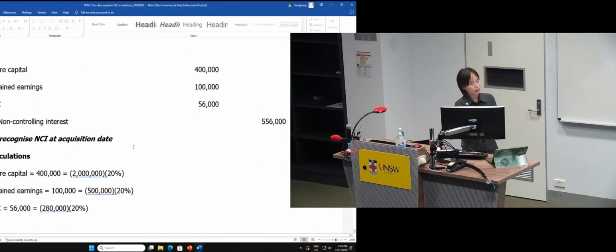Now, this is our step 1 NCI entry. So we allocate the subsidiary's pre-acquisition share capital, retained earnings, RSC, 20%, to NCI. So simply debit share capital, retained earnings, and RSC, with the calculation based on 20%. Then we credit non-controlling interest. You can see this represents the balancing figure, right? This is always a balancing figure. You can verify this number. How to do that?